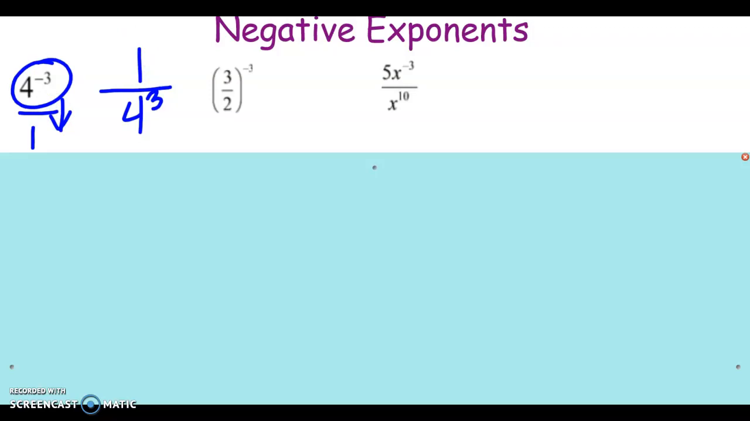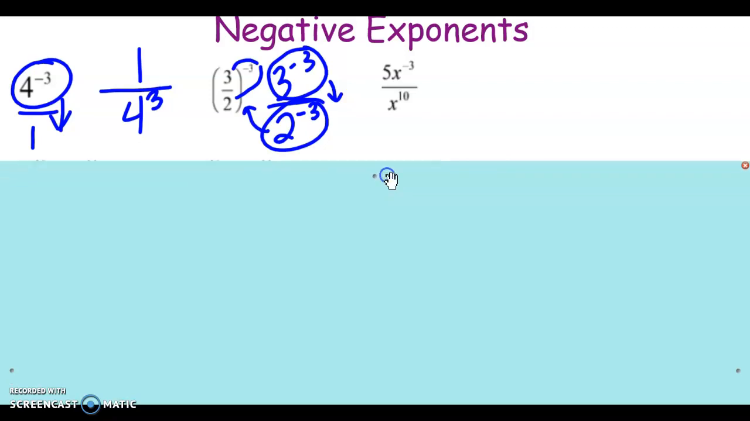Remember on this, you get a 3 and you get a 3. So what we end up having is 3 to the negative third over 2 to the negative third. Well, if that's the case, this is negative, which means we have to go down, and this is negative, which means we have to go up. I'm running out of room here. So this should be 2 to the third over 3 to the third.